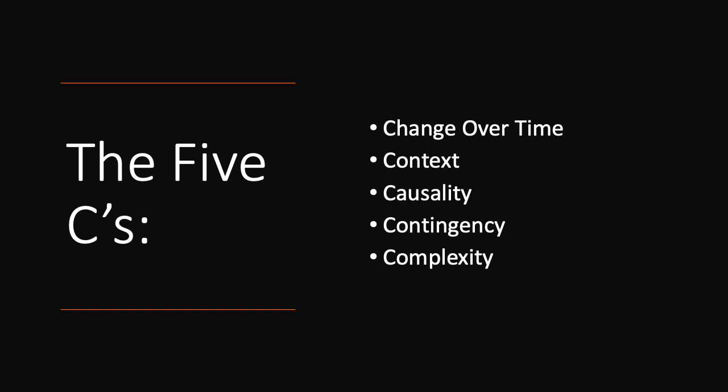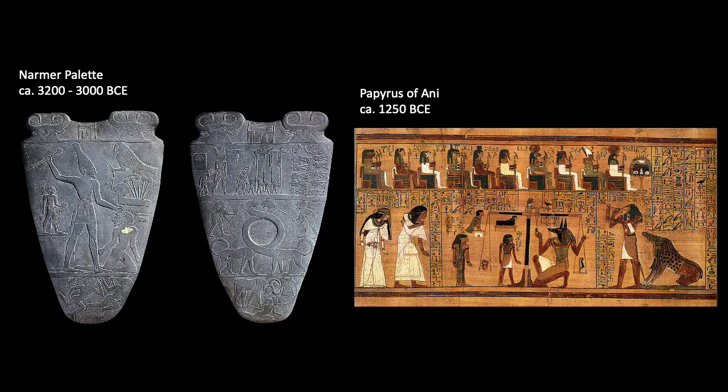Let's go through the 5 C's and think about how we can apply them to the topic of the origins of writing. The idea that things change over time is pretty straightforward. Andrews and Burke write that the idea of change over time is perhaps the easiest of the C's to grasp. Let's compare the Narmer palette with the Papyrus of Ani, 2 Egyptian artifacts created almost 2,000 years apart.